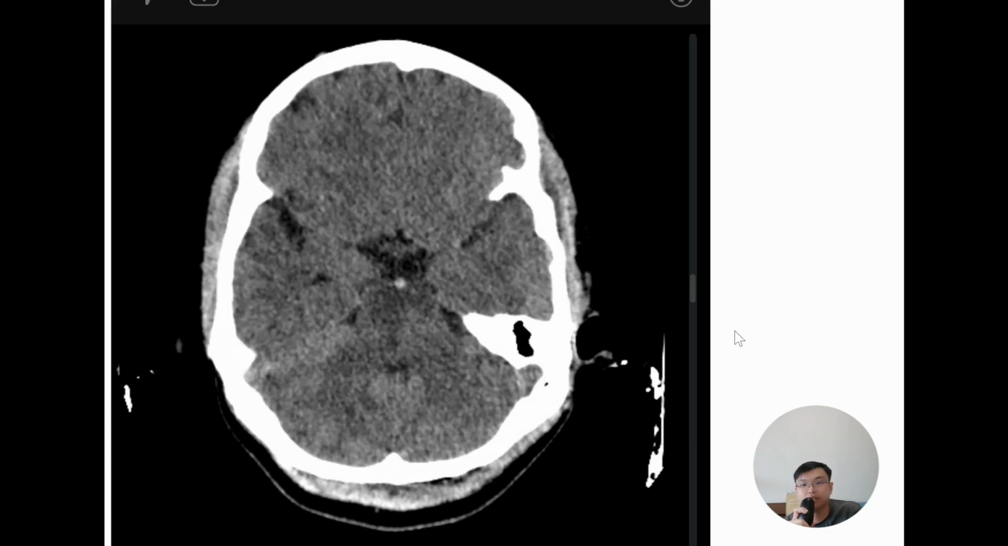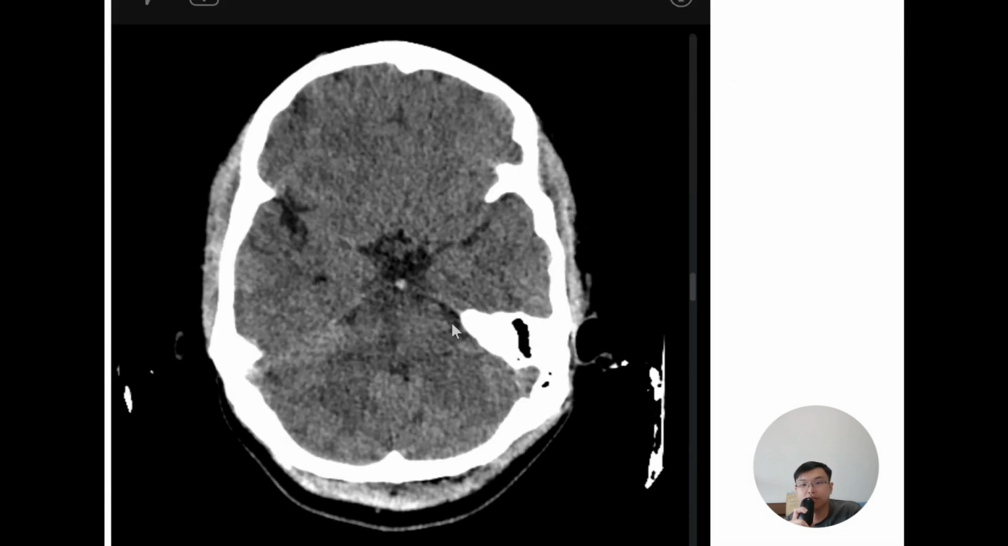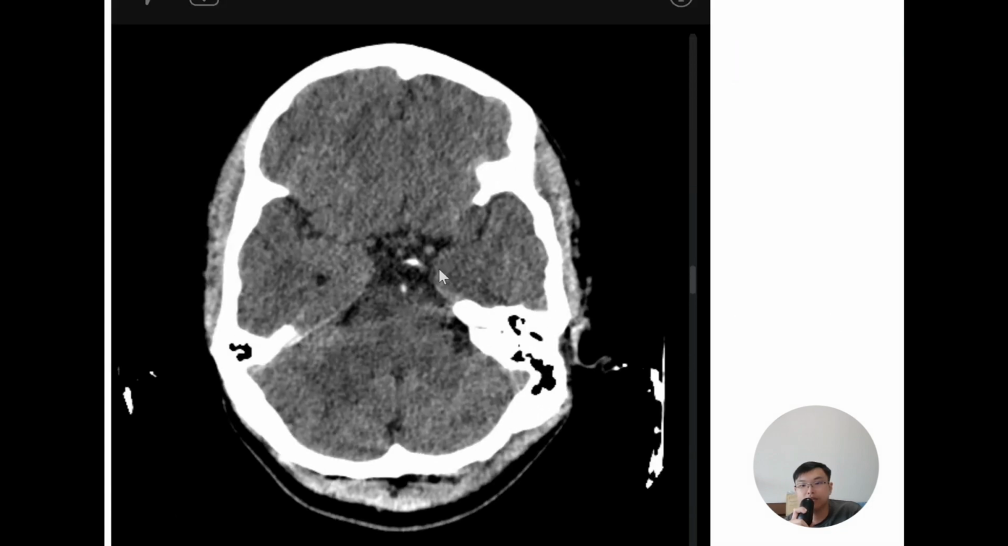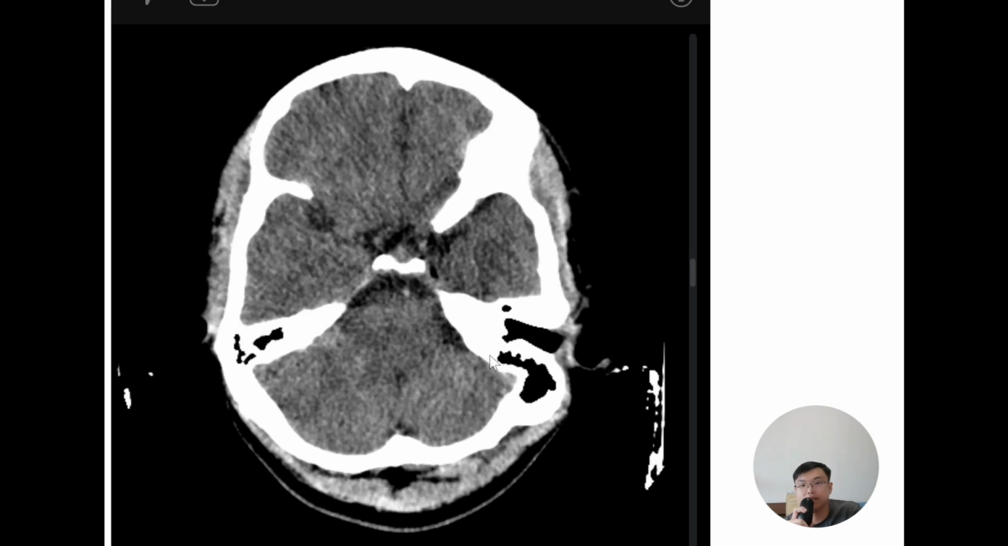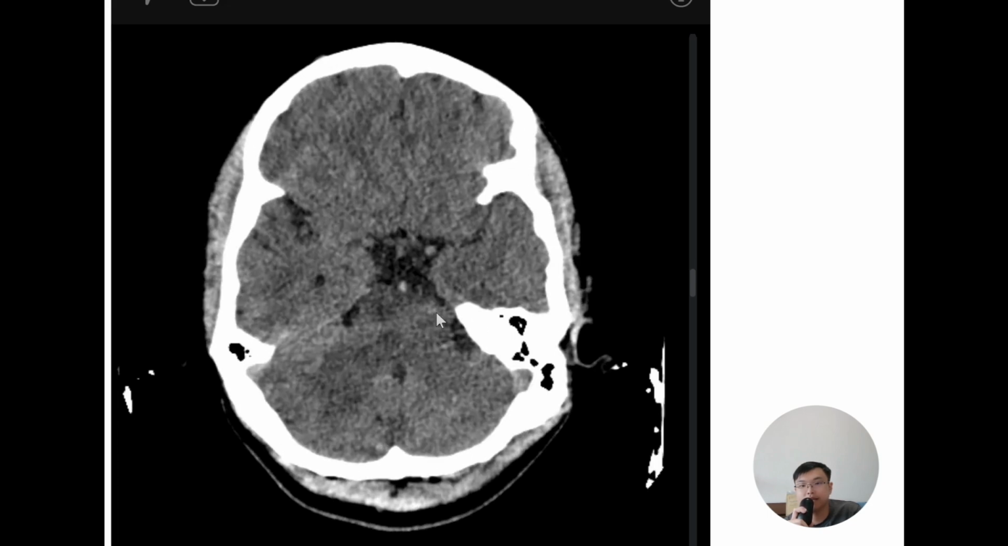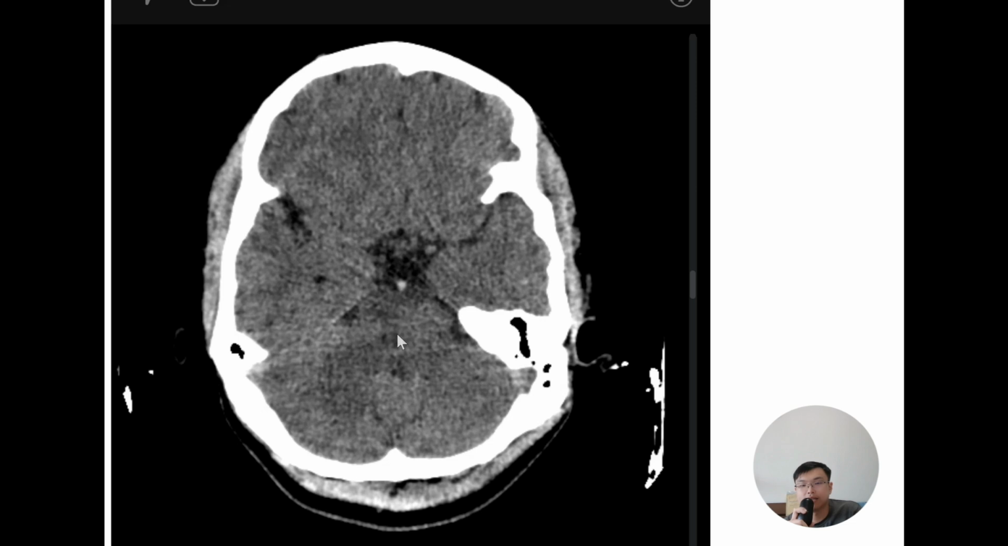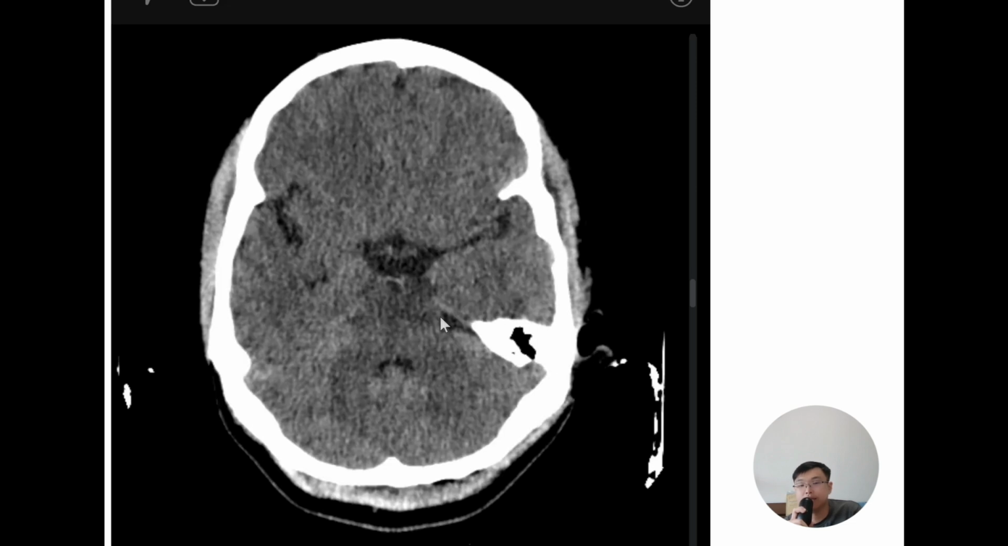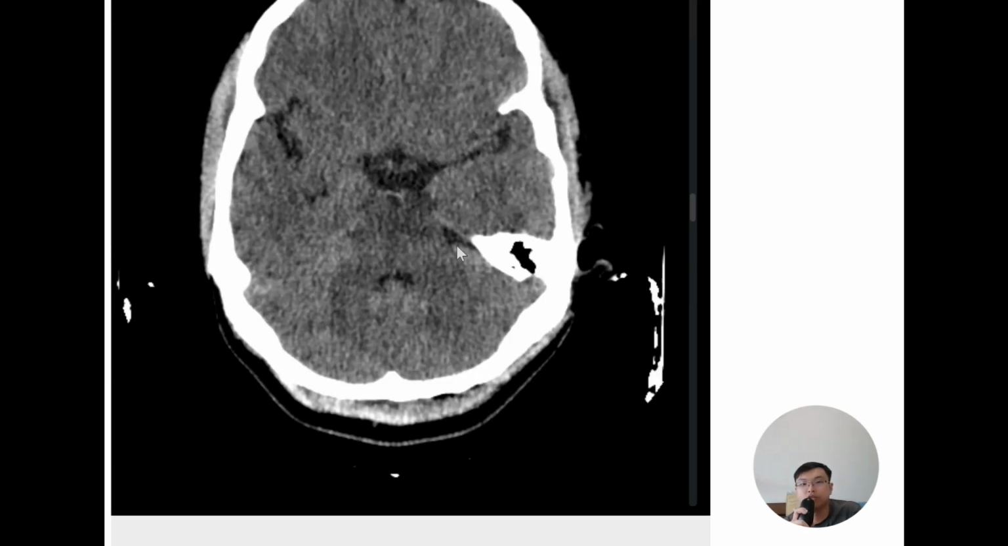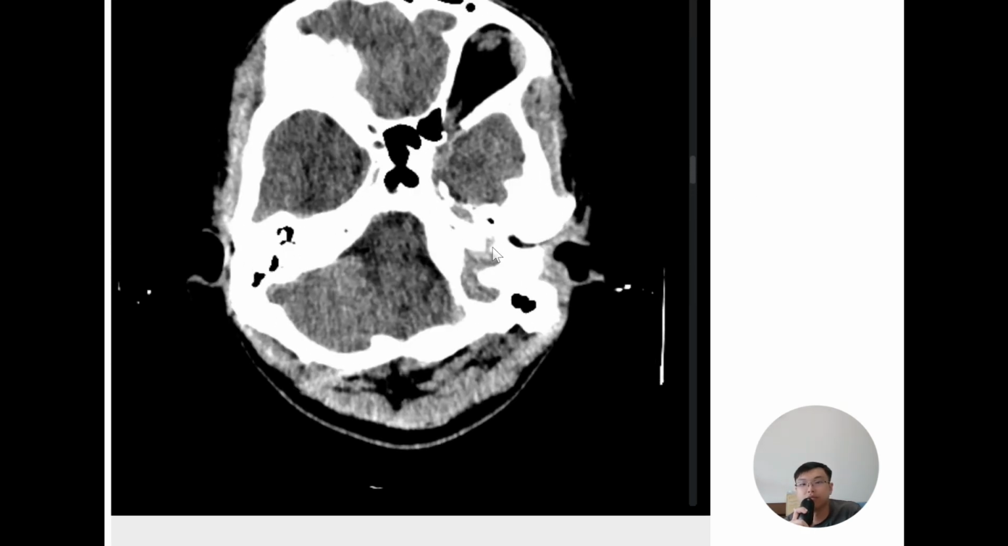Besides, you can scroll through the images and see that these are the genuine streak artifacts. Do you see that? Band-like, just like a sun ray appearance. It should not be a patchy area like this. This is not an appearance of artifact due to the presence of the temporal bone.